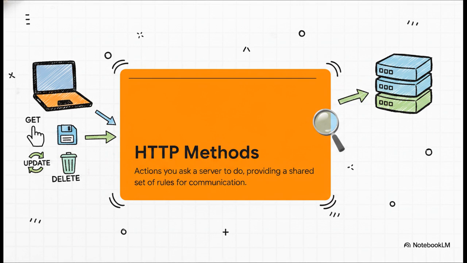They provide a shared set of rules dictating exactly what should happen. When your browser talks to a server, it uses one of these specific verbs to clearly say, give me this web page, save this user data, update that profile, or delete that message. They tell the server exactly what you want it to do.